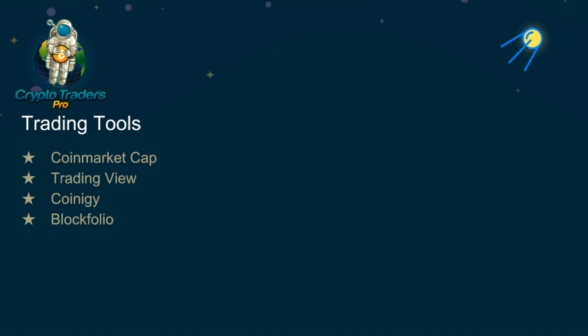CoinMarketCap is one of the easiest trading tools to use and one of the best resources that you have as a trader online. CoinMarketCap is going to show you a list of all the coins there are in the cryptocurrency world.